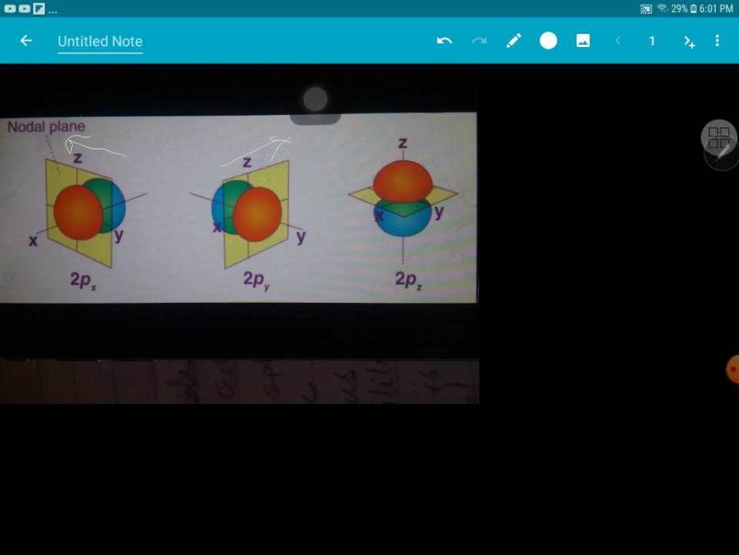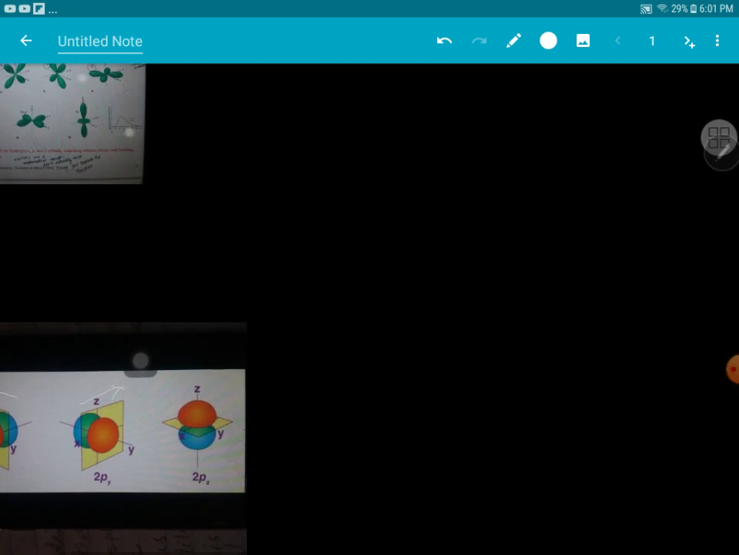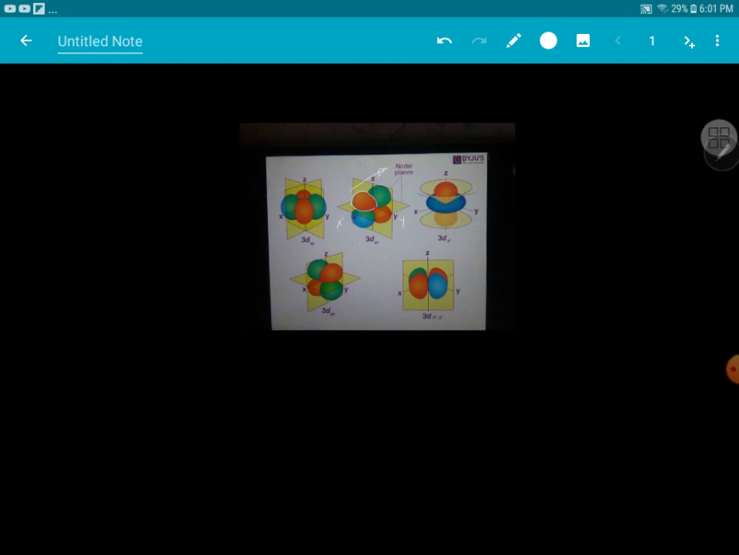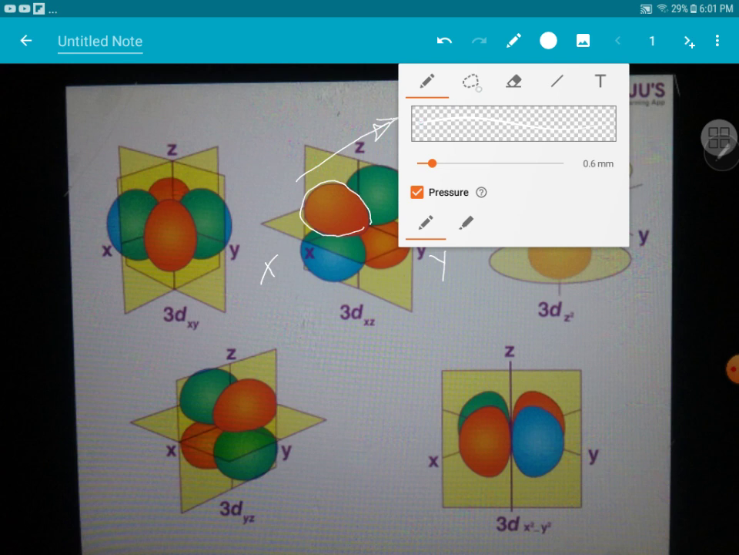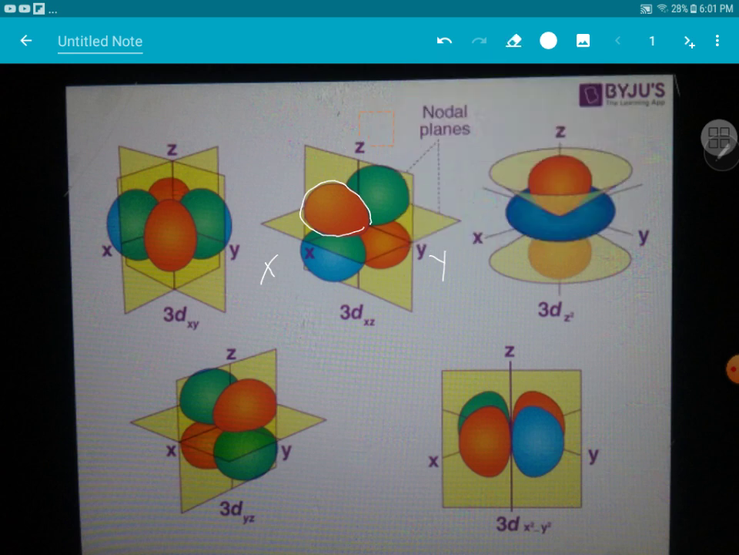Now we consider d orbitals with nodal planes. In this we describe which shape belongs to 3dxz or 3dyz. Both are similar but the directions are different.